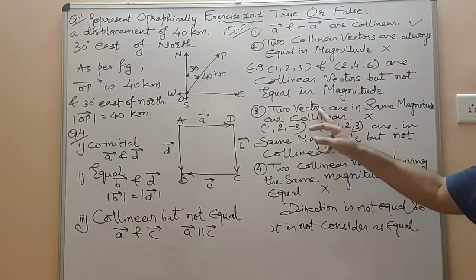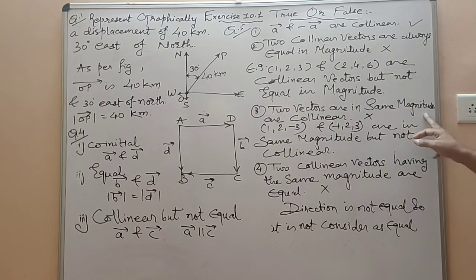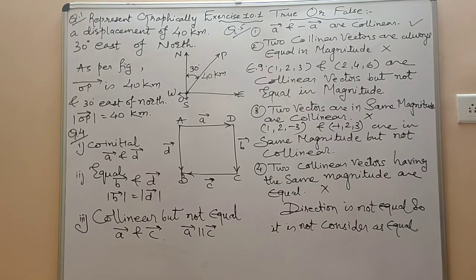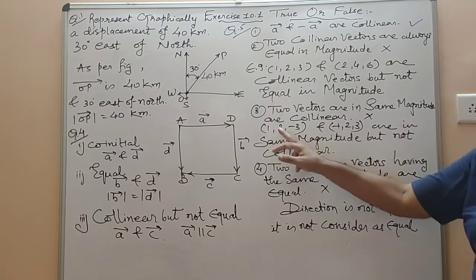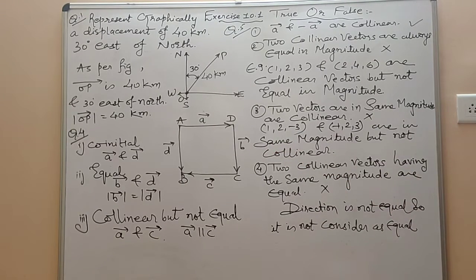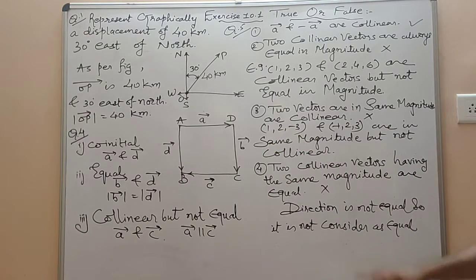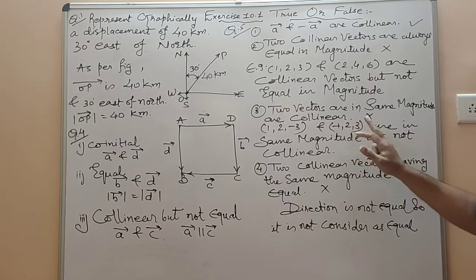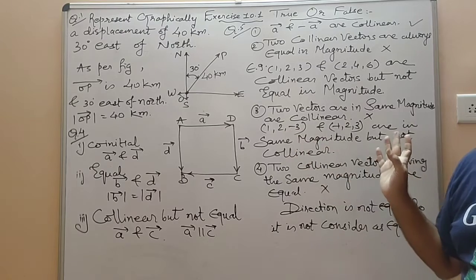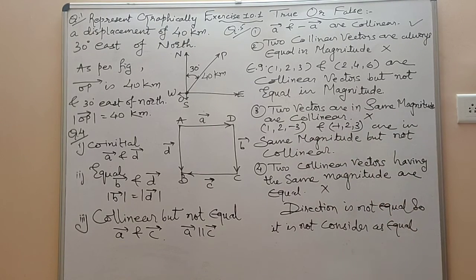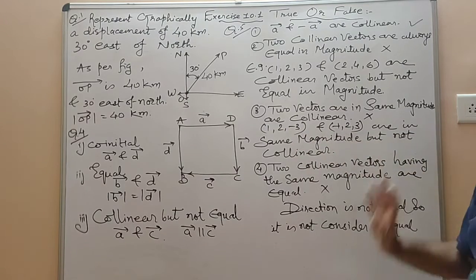Third one: two vectors having same magnitude are collinear. It is also wrong. Suppose the first vector has digits 1, 2 and minus 3. The second vector has digits minus 1, 2, 3. So digits are same but opposite sign. If digits are equal, then magnitude are equal.